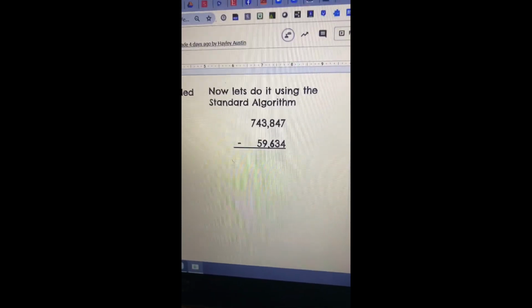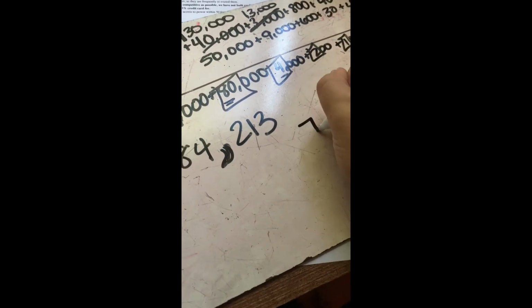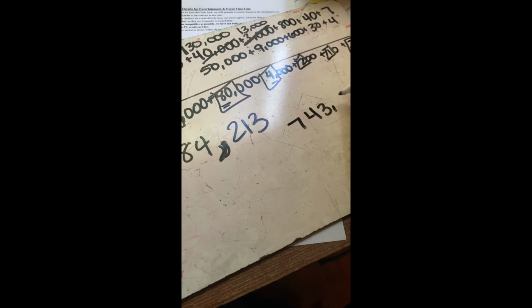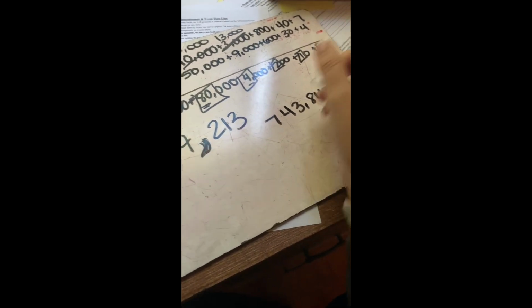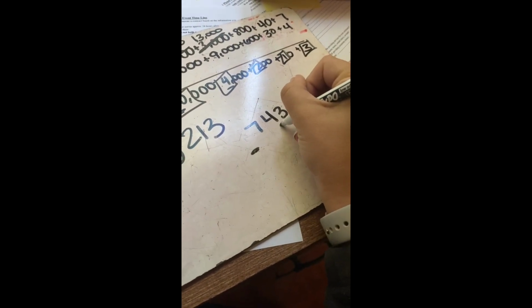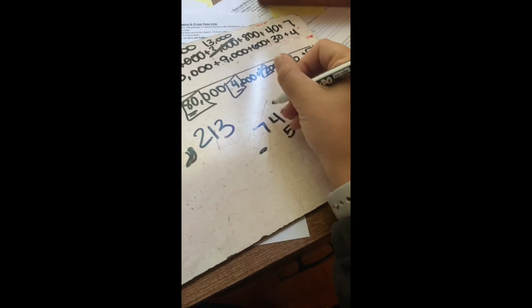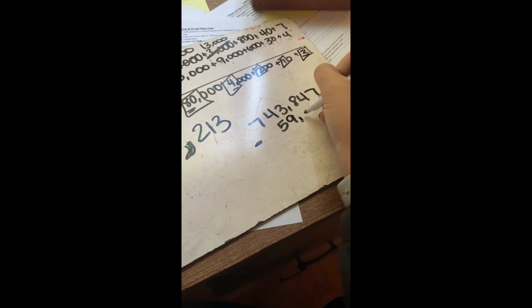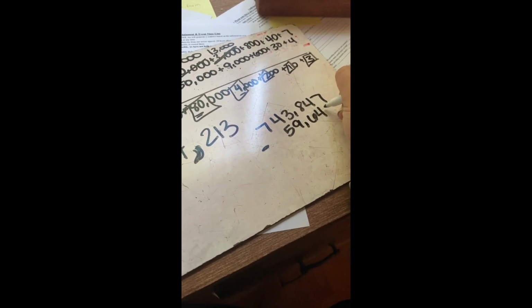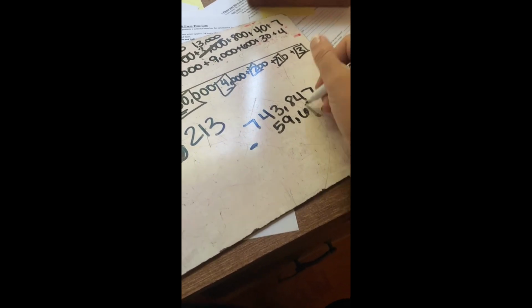Let's try doing the same problem with the standard algorithm. All right, so 743,847 minus 59,634, again the 50,000 stays in the ten thousands place, my bad. 634. 7 minus 4 is 3.